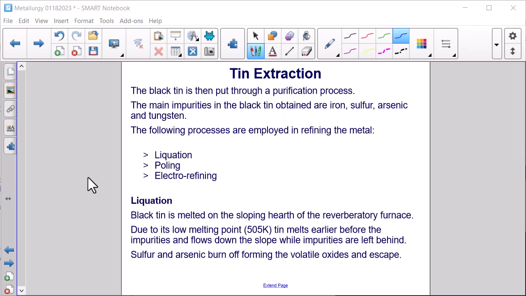The black tin is then put through a purification process. The main impurities in the black tin obtained are iron, sulfur, arsenic, and tungsten. The following processes are employed in refining the material: liquation, poling, electrorefining. In liquation, black tin is melted on the sloping hearth of the reverberatory furnace. Due to its low melting point at 505 Kelvin, tin melts earlier before the impurities and flows down the slope while impurities are left behind. Sulfur and arsenic burn off, forming the volatile oxides, and escape.